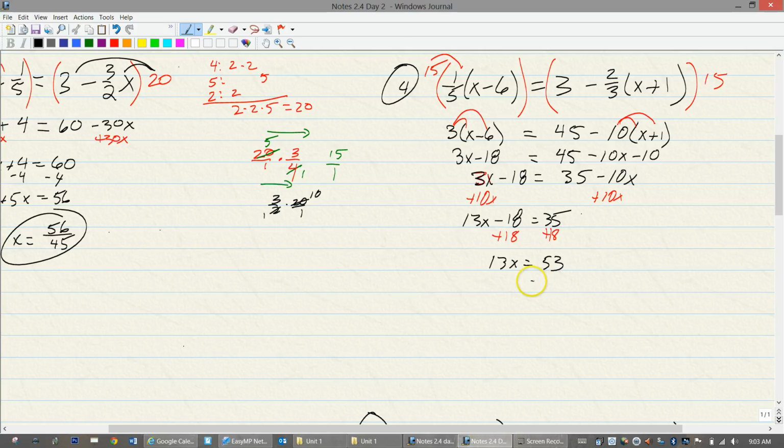And then divide by 13 or multiply by 1/13. You get x is 53 over 13. Are we stuck there? 13 is a prime number. Unless 13 goes into 53, it's not going to work. Right? It's not going to work, is it? We just leave it. Done.